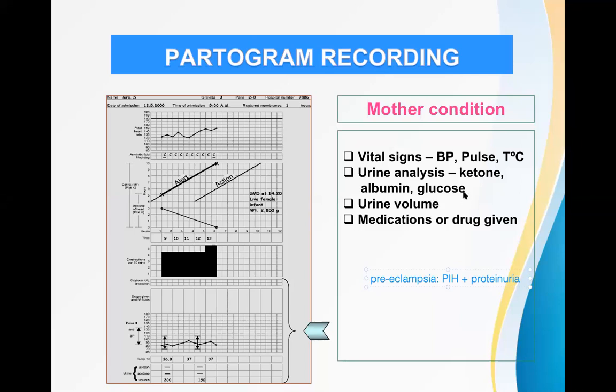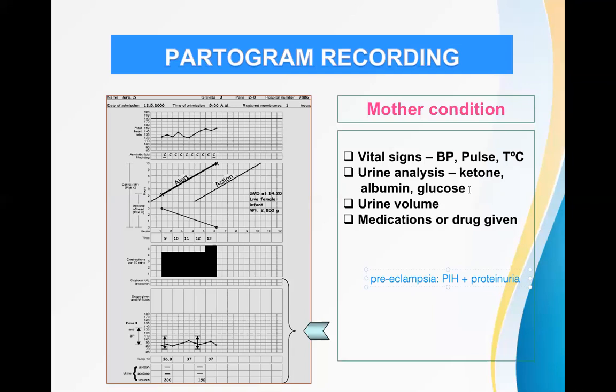That's why we are checking albumin in the urine. Glucose. Now 100% of the students can answer this. Glucose is present in the urine. What does that mean? Gestational diabetes. Good. Excellent. It can be gestational diabetes or it can be chronic diabetes.